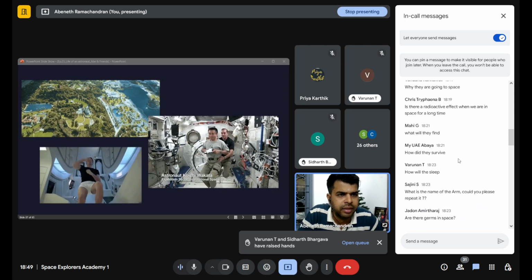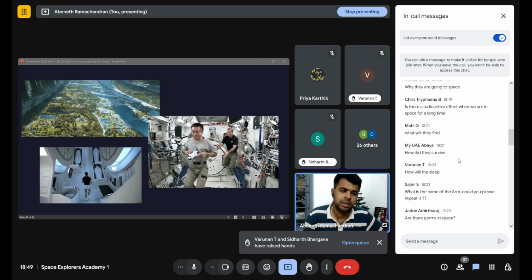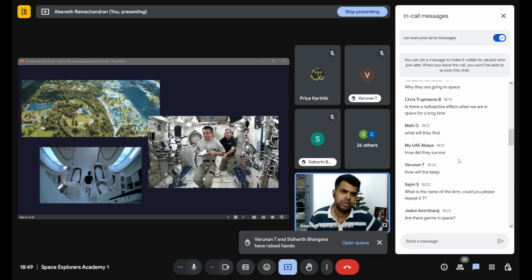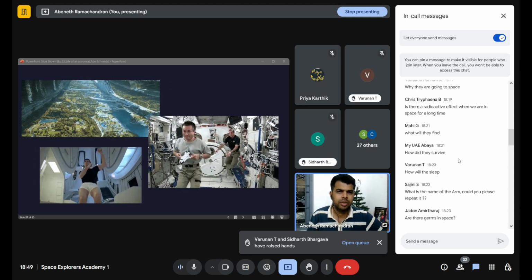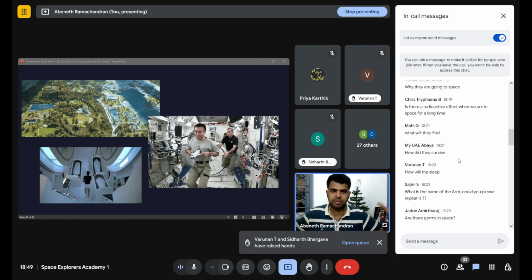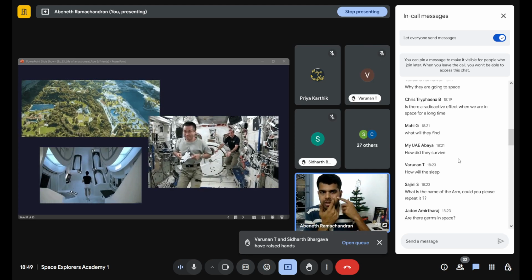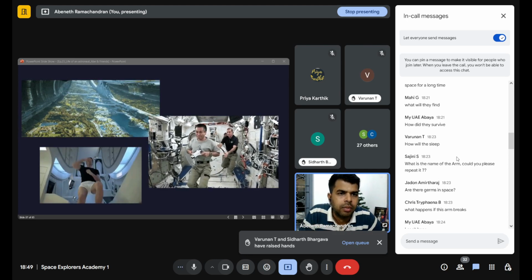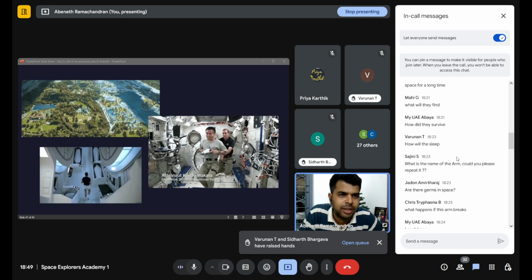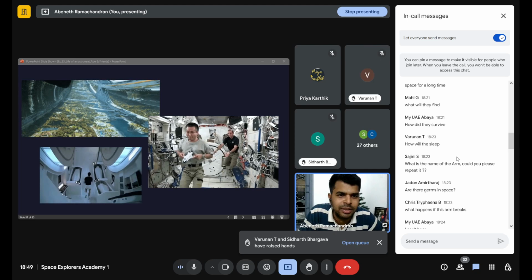Is there a radioactive effect when we are in space for a long time? Yes, if you stay beyond 7 to 8 hours in open space without any spacesuit, you will have frostbite and radiation poisoning on your skin. What will they find? That I have to answer a little later. How will they sleep? I have answered most of them.